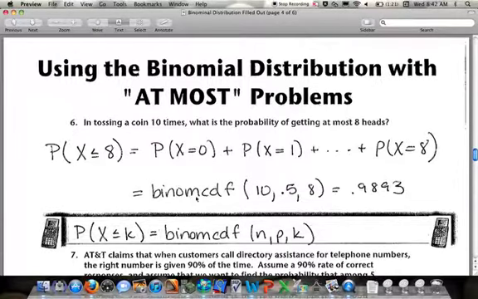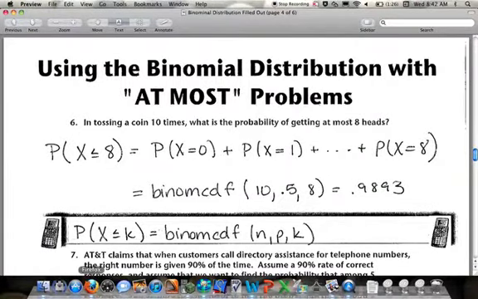However, our calculator does have that other command, the binomial CDF command. And the CDF, the C just stands for cumulative. So if I want everything less than or equal to a value, in this case 8, I can just do binomial CDF, the number of trials, in this case 10, the probability of success, 0.5, and then K, the number of successes I'm looking for.